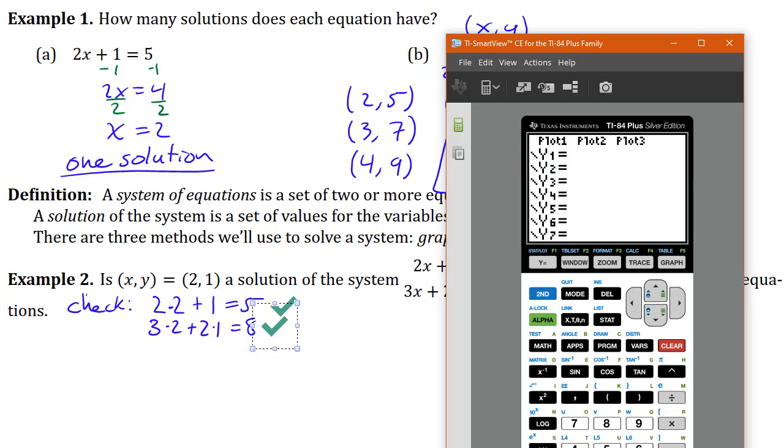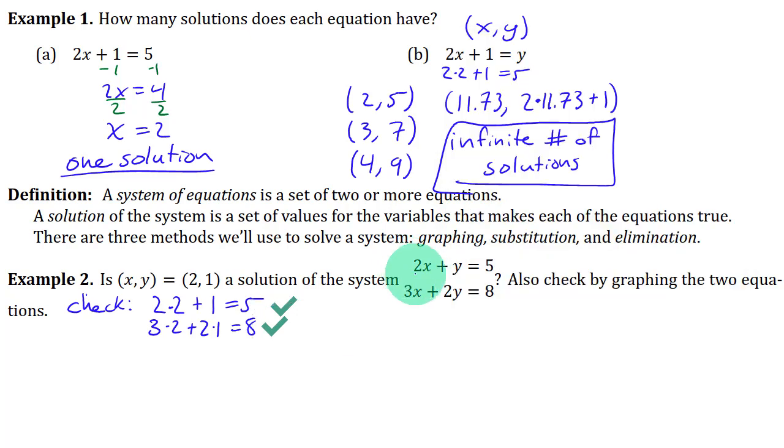So to do that, let's take each of these equations. For this one, I'm just going to subtract 2x from both sides, and that will give you y equals 5 minus 2x. And for the other equation here, I'm going to subtract 3x from both sides, which would give you 2y equals 8 minus 3x. And then you can divide both sides by 2.